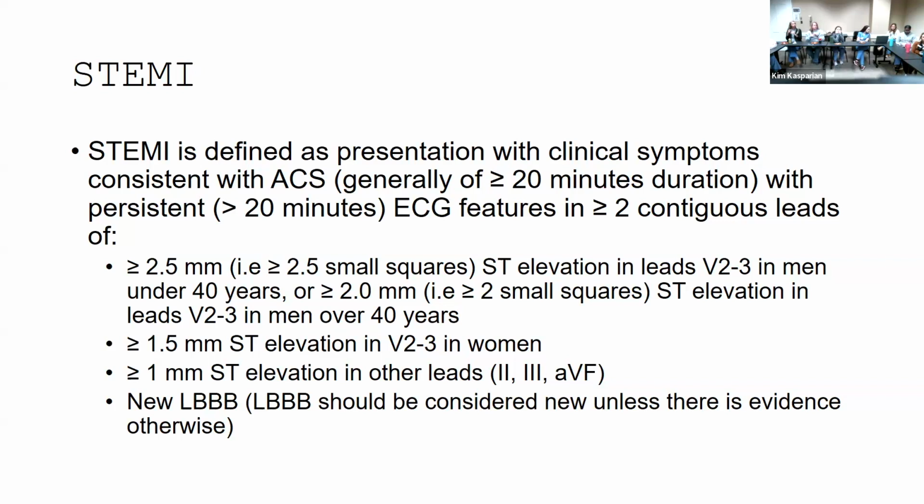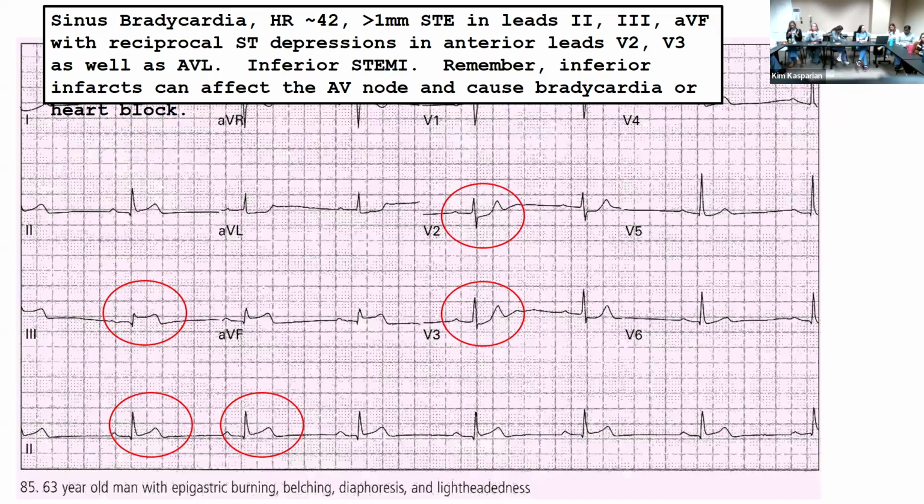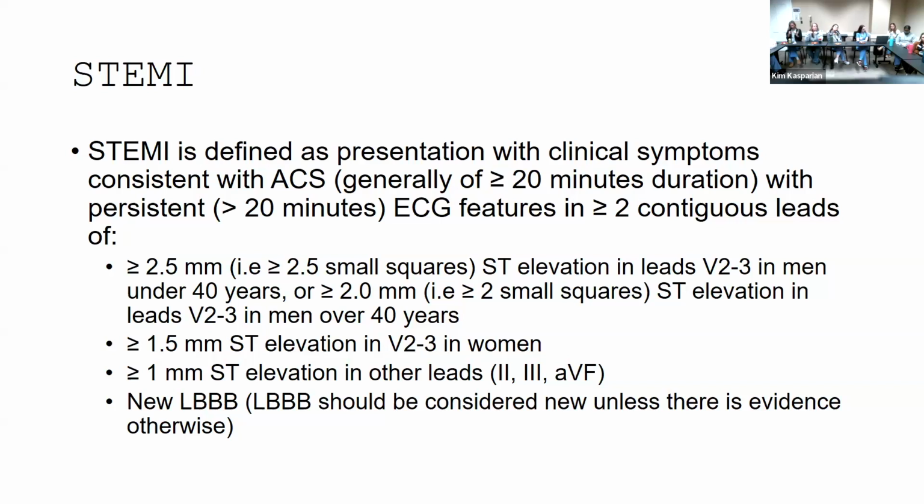So for the anterior leads, like V2 through V3, it has to be greater than 2.5 millimeters of elevation, and for women, 1.5. And then in any of your other leads, for example your inferior leads, it only has to be 1 millimeter of ST elevation. So like in our previous one, really only about 1 millimeter, maybe 2 millimeters in lead 3, but that's enough to call it ST elevation and meet STEMI criteria.